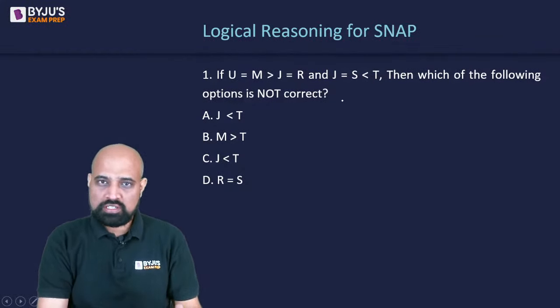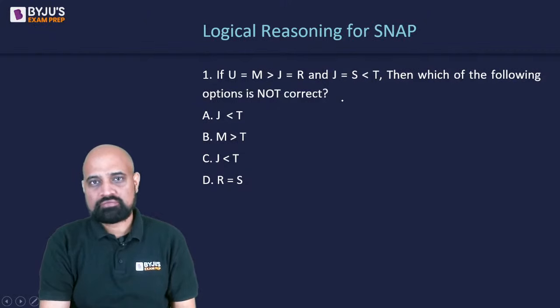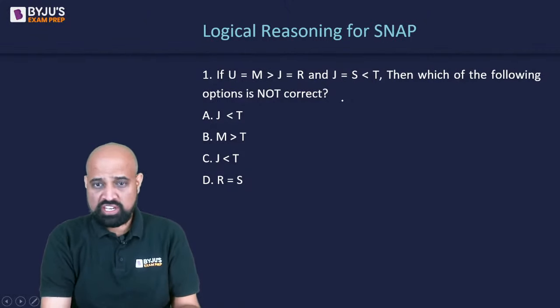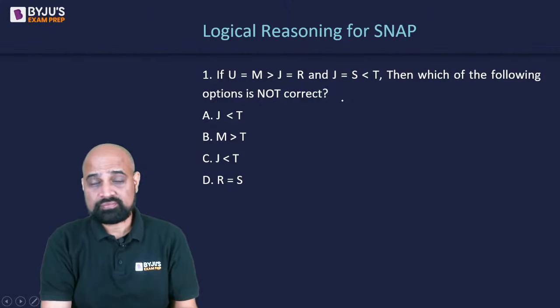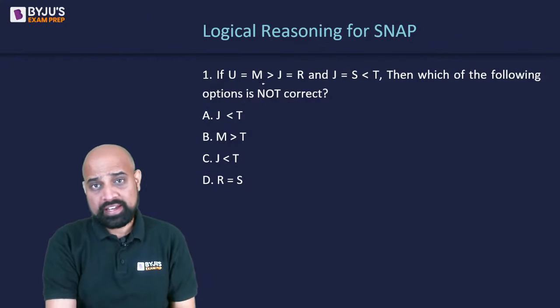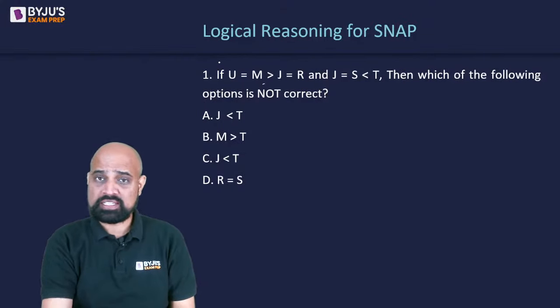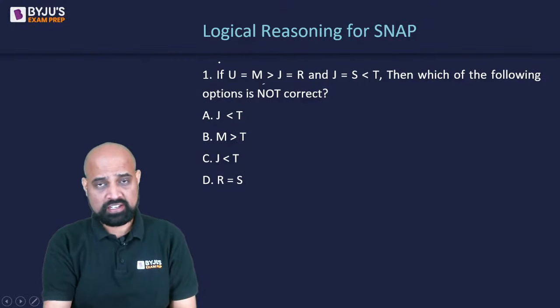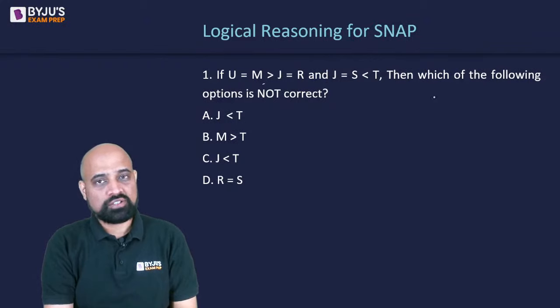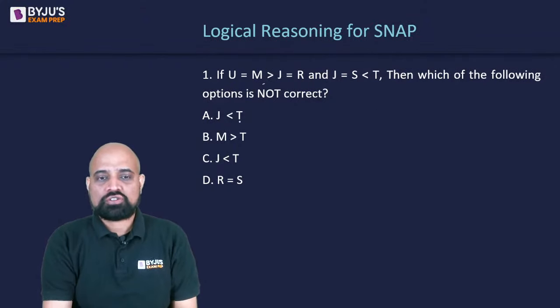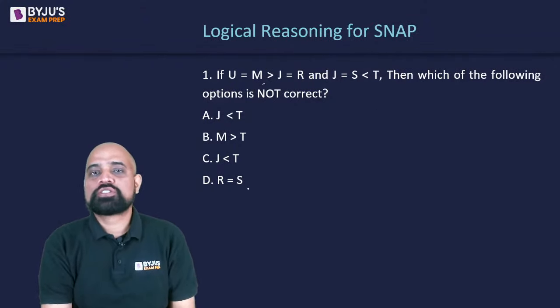So this is an inequality question, right? It may be that U, M, J, R, S, T are people with certain weights or maybe certain heights, such that the height of U and M are the same. The height of M is greater than J. The height of J and R are the same. So we need to figure out which of the following options is not correct.